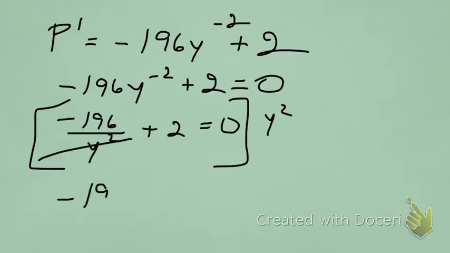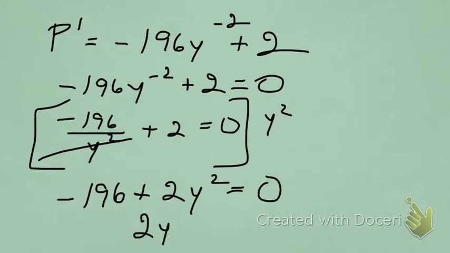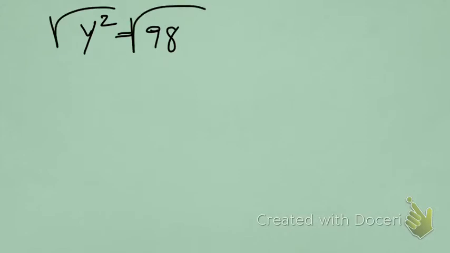So I've got negative 196 plus 2 times y squared, and 0 times y squared is still 0. Now then, to get y completely alone, I would move 196 to the other side, and I would move it using addition. Next, I'm going to divide by 2. So I've got y squared is equal to 98. We undo the square with the square root. Normally we would say plus or minus, but we're talking about a physical object, and that distance will be positive.